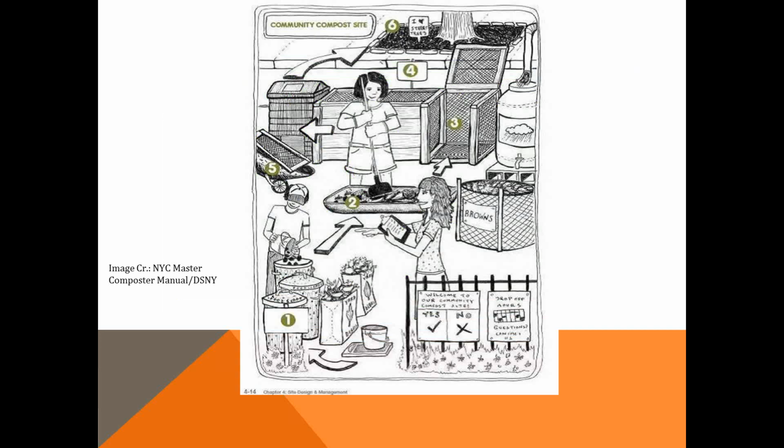So here's just an example of a site layout. This is from the New York City Master Composter Manual. You do have that as one of your handouts, so be sure to take a look at that. It's a great, great, great resource. So you see, things have signage on them. Number 2 is their mixing area. You have your browns, your carbon sources, in a separate bin. And then you have your active composting in bins 3 and 4. Number 1 is the collection for the food scraps. So, a nice layout, and it just gives you an example of how to set up your site.